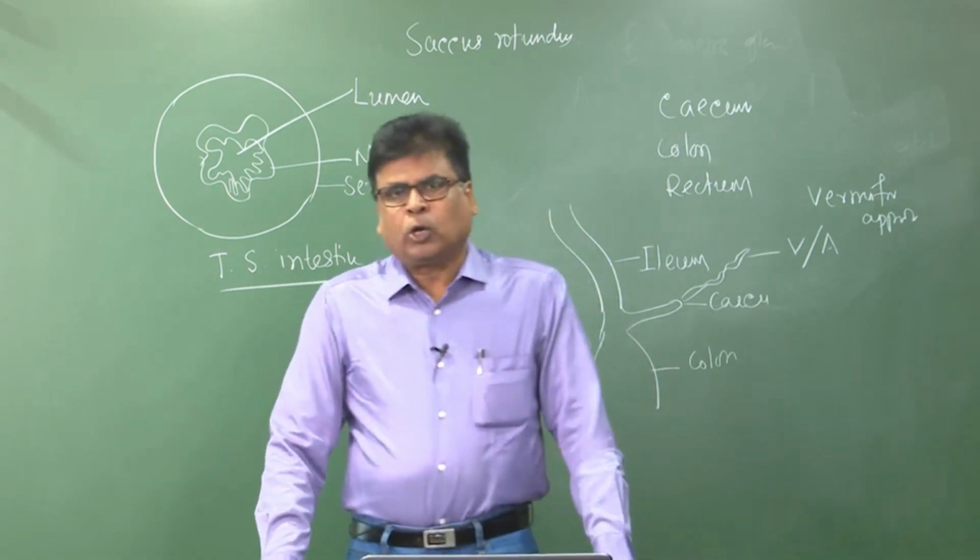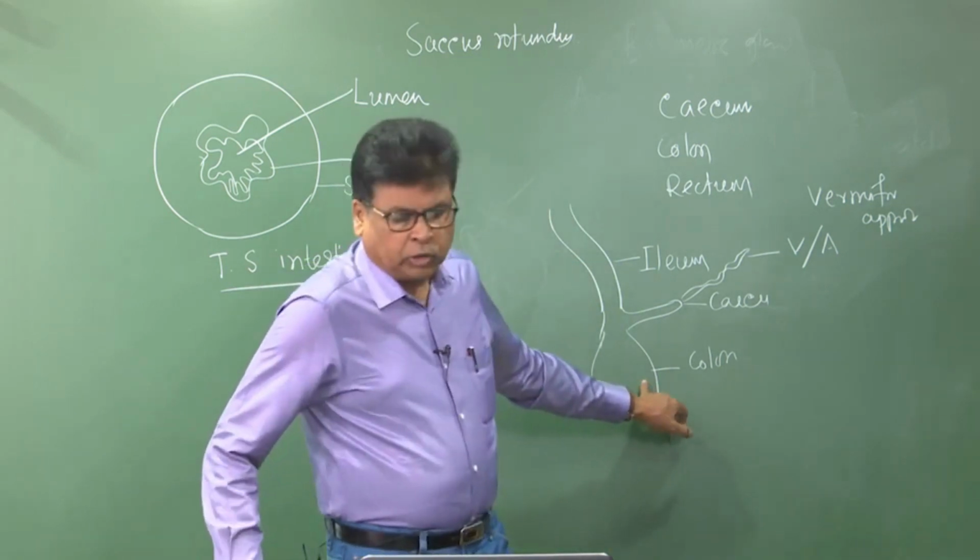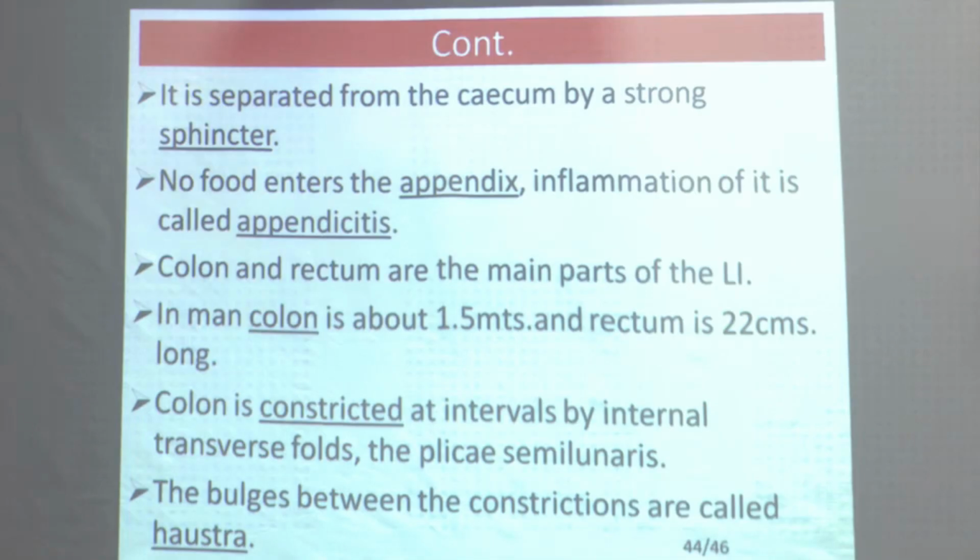Then the next part is the colon. In case of mammal, the colon and rectum are the main parts of the large intestine. For example, in case of men, the colon is about 1.5 meter and the rectum is 22 centimeter long, and the colon is constricted at interval by internal transverse fold that is known as plica semilunaris.